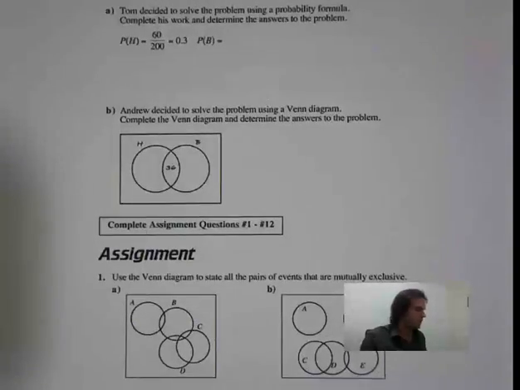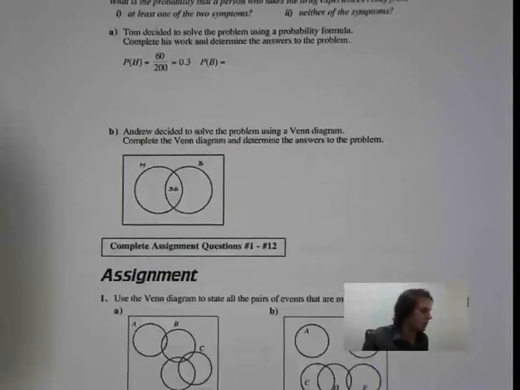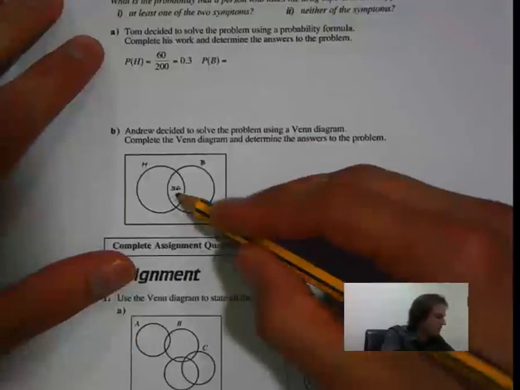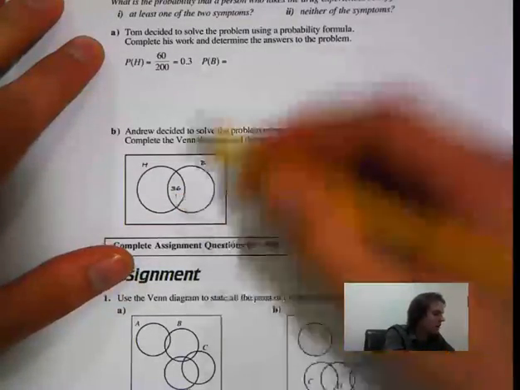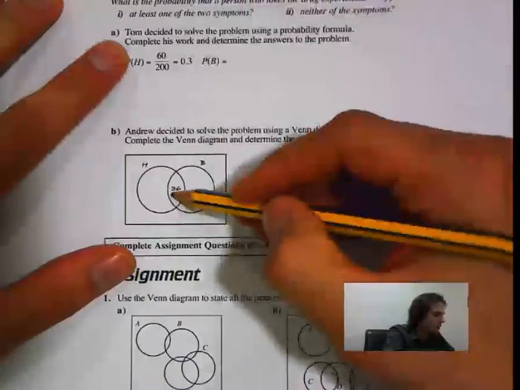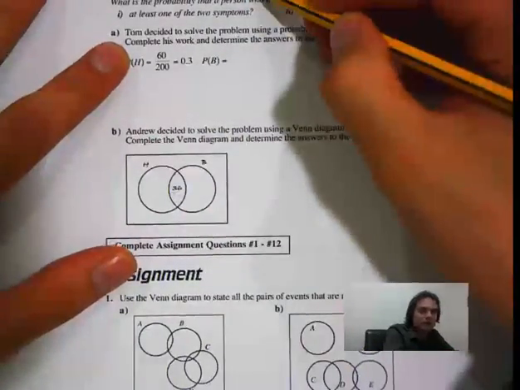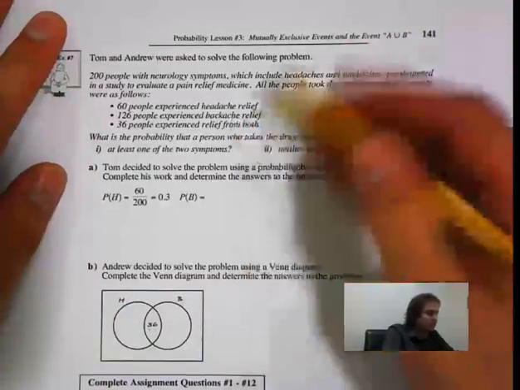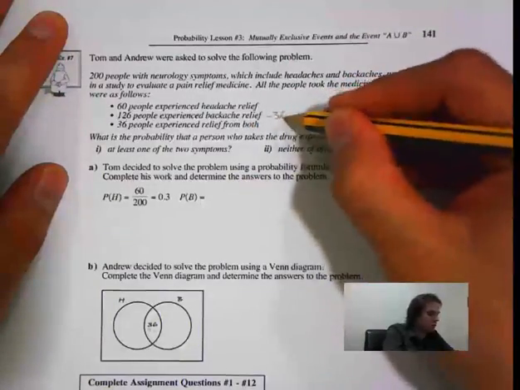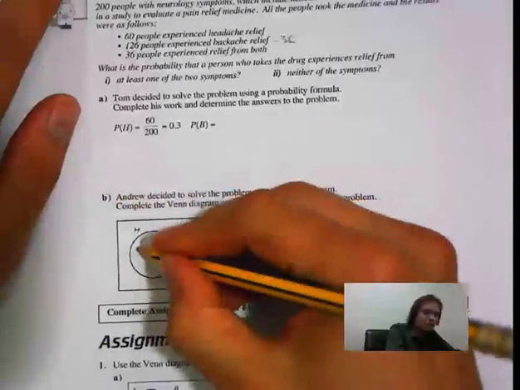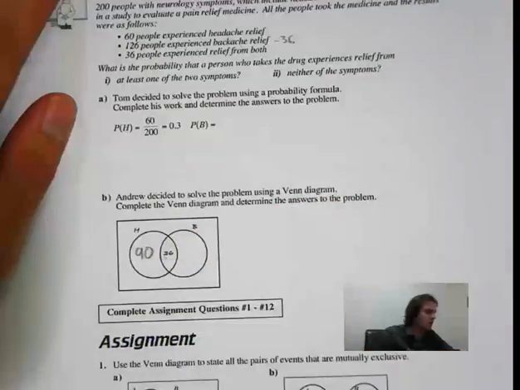So, to solve this problem using a Venn diagram. So, I'm just going to use the Venn diagram right now. I'm going to do part 2 first with the Venn diagram and fill it out. So we have 36 there, right? So how many people out of 36 have both? So how many people would have a headache? I have to subtract 36 from 126, which will give me 90. So I put 90 in there.